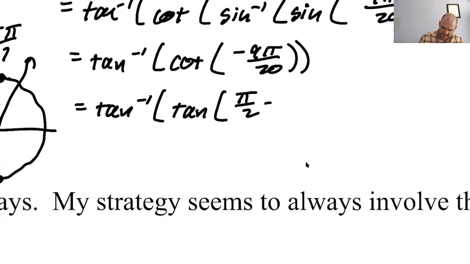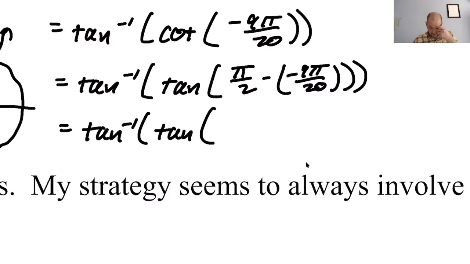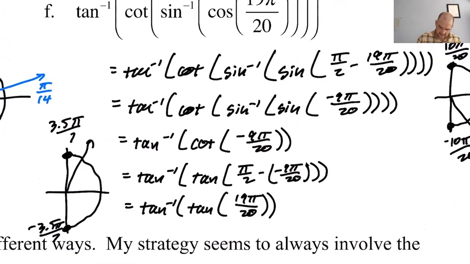So minus negative 9 pi over 20. That's interesting. It's not a problem. I mean, you can still do it. So this becomes the tan inverse of the tangent of, so 10 plus 9 is 19 pi over 20. That feels suspiciously familiar. Why is that?